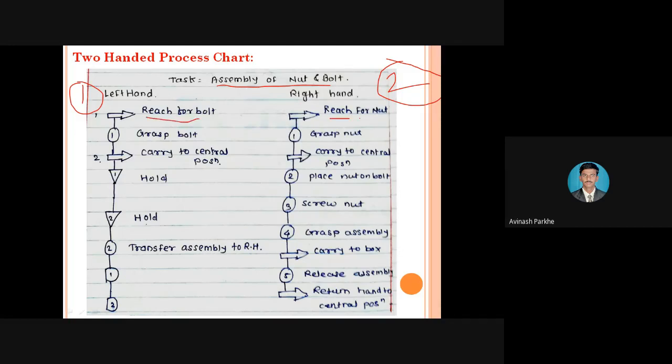So the first task is reach to the bolt, reach to the nut. So what will we do? Your left hand is moving towards the bolt, your right hand is moving towards the nut to pick them up.